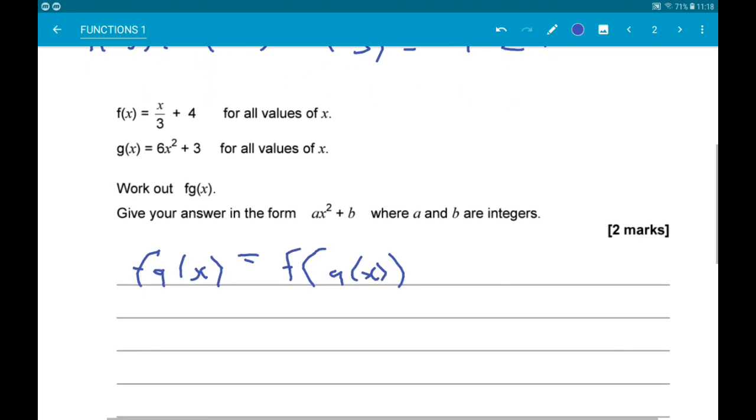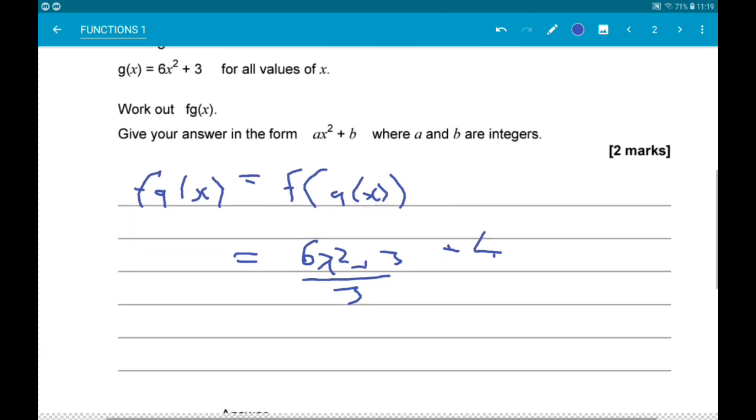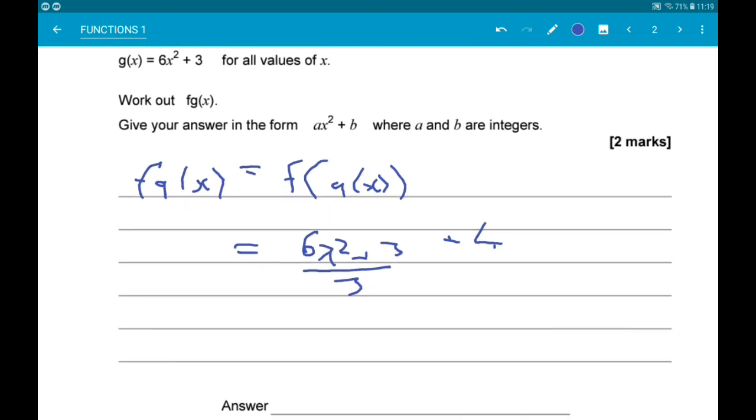So, we are going to get 6x squared add 3 over 3 add 4. Now the fraction simplifies to 2x squared add 1 add 4. So we finally get 2x squared add 5.